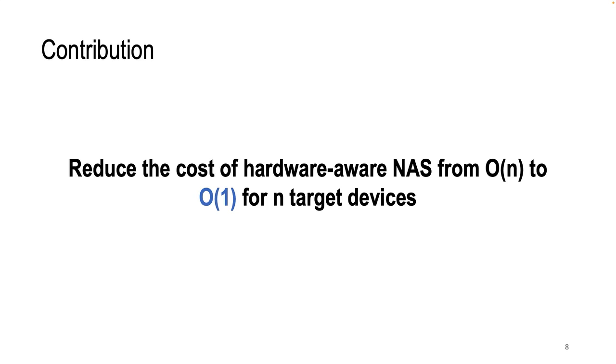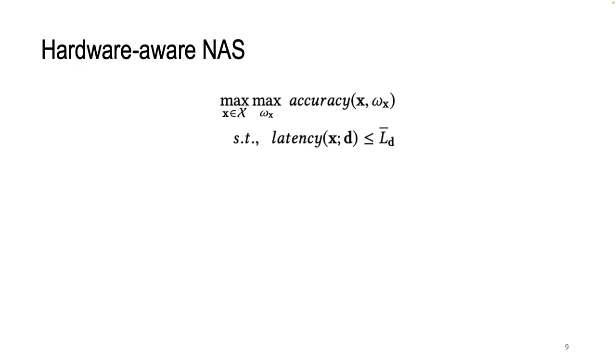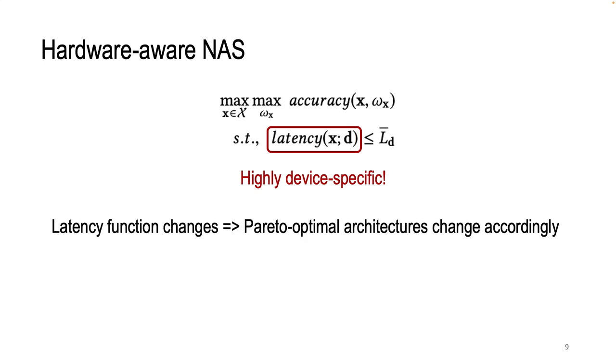Specifically, we show that building a latency predictor for just one device, rather than for each individual target device as in state-of-the-art, is enough. The general problem of hardware-aware NAS can be formulated as finding the optimal architecture X in the given search space that maximizes the accuracy while meeting the latency constraints, which is also called the Pareto optimal model. Since the inference latency is highly device-specific, with a new device, the latency function will change, and so will the Pareto optimal architectures. So achieving order of one latency evaluation cost may seem very unlikely.